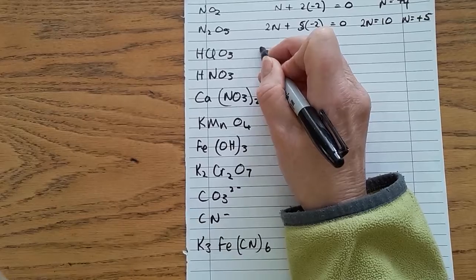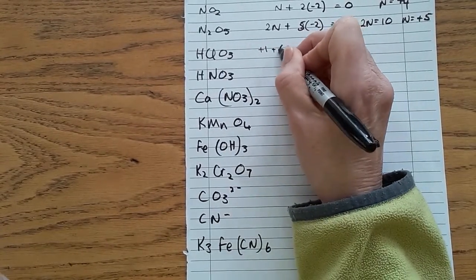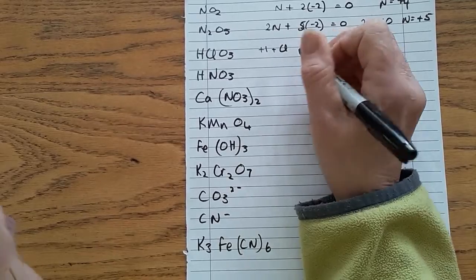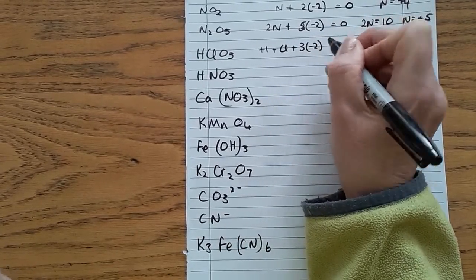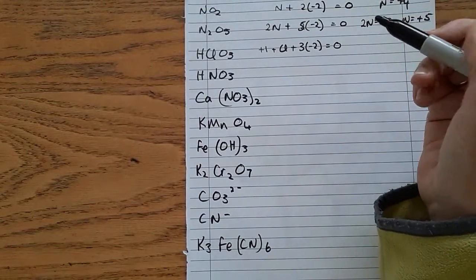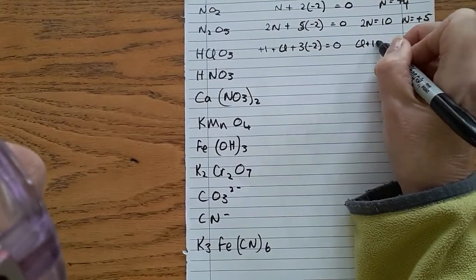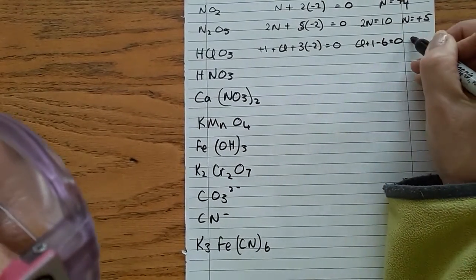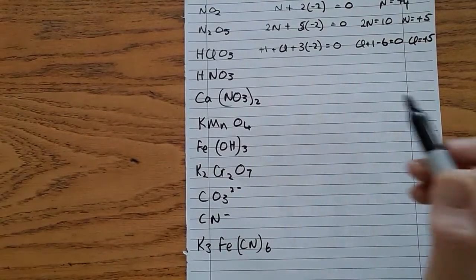Hydrogen is always +1. Chlorine, we're not too sure of at the moment. Oxygen is always -2, and I've got 3 of them. And again, overall charge of 0 because there's no charge on that. So this will give me 1 chlorine plus 1 minus 6 has to be equal to 0. So chlorine has to be +5 again.